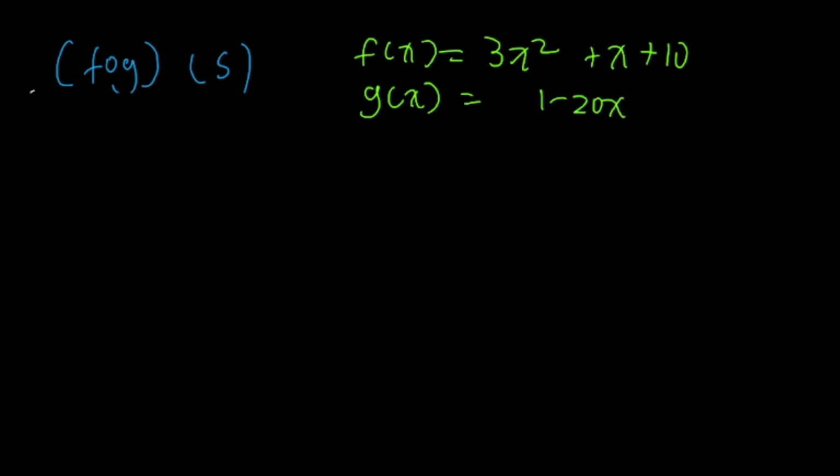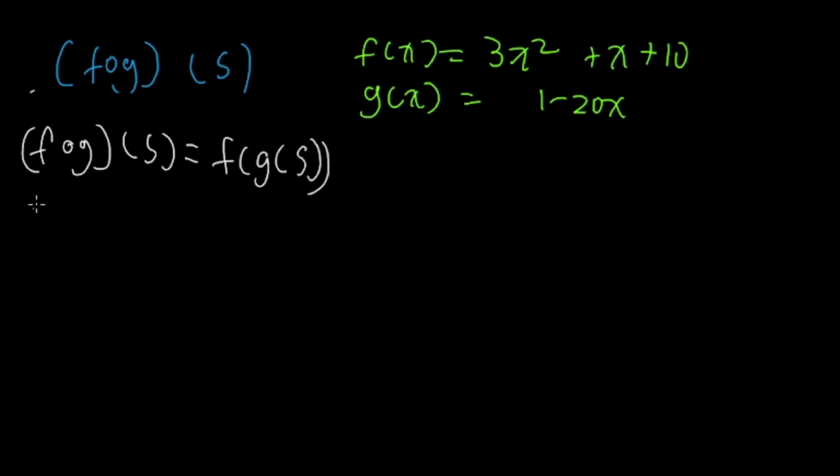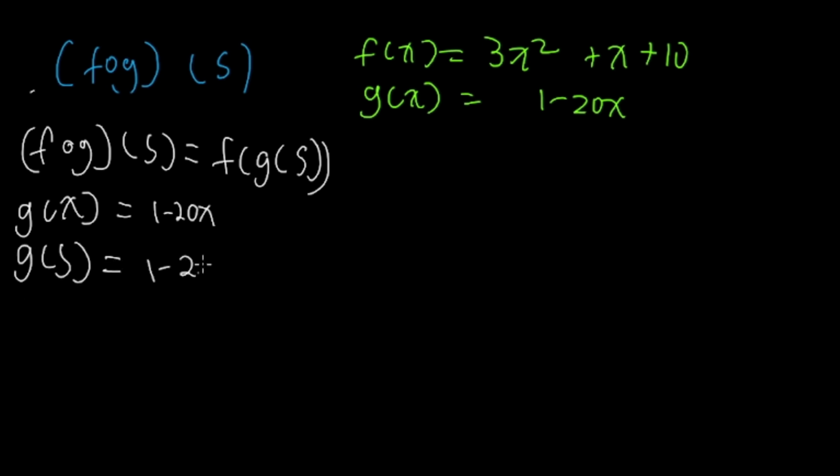So with this, we can say that f of g of 5 is equivalent to f of g of 5 in this format, and g of x is equivalent to 1 minus 20x. We are solving for g of 5 first, so g of 5 would be equivalent to 1 minus 20 times 5. 20 times 5 is 100, and 1 minus 100 is equivalent to negative 99.